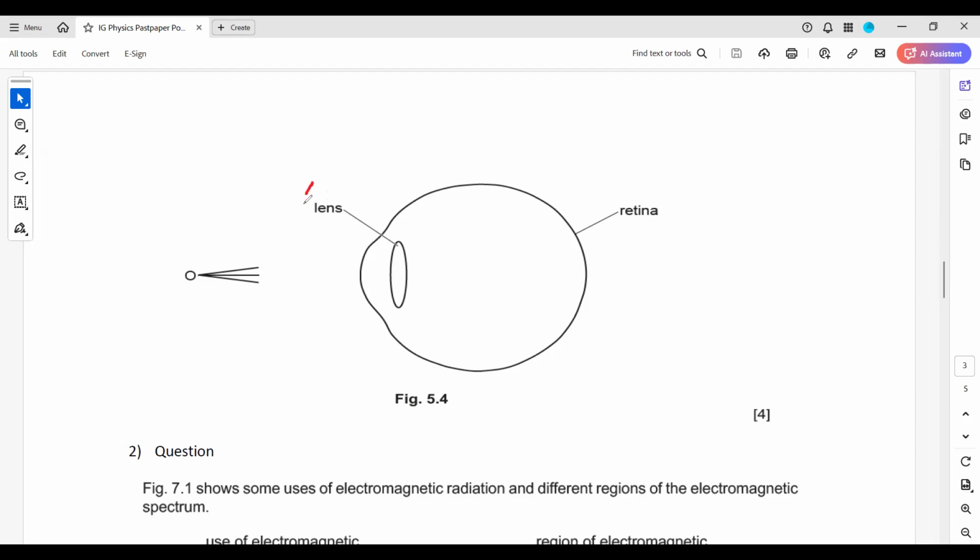Okay, here, boys. We have a converging lens. Yes. Now let's start.